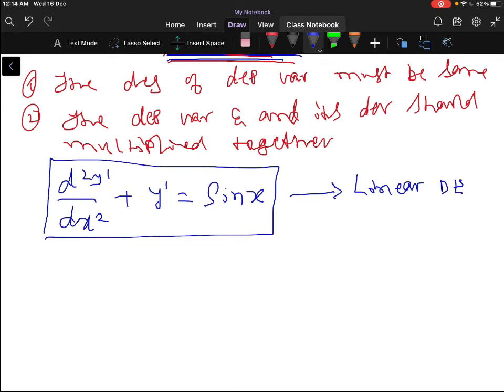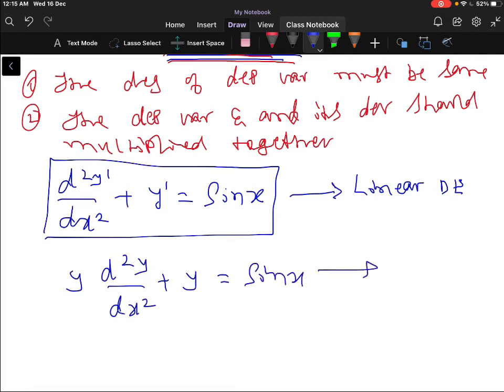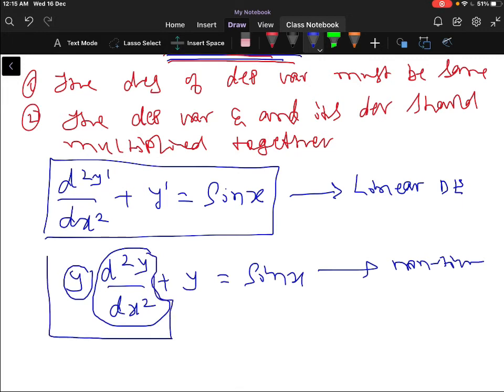Let me take an example of nonlinear differential equation. For example, y into d square y by dx square plus y is equal to sin x. It is a non-linear equation because the dependent variable and its derivative are multiplied together. So this term is non-linear term. Therefore, this is a non-linear differential equation.